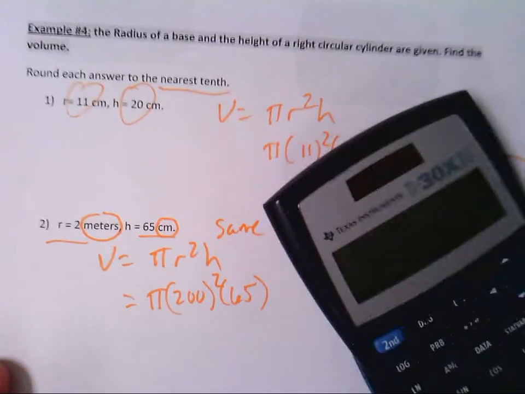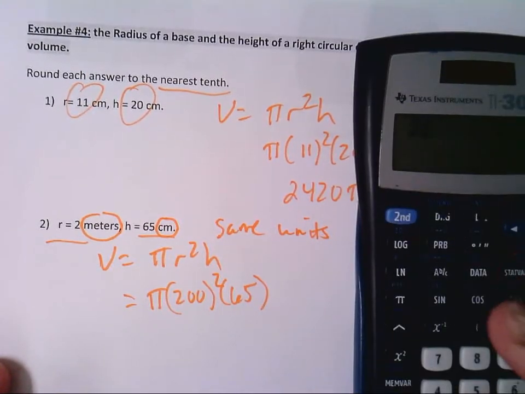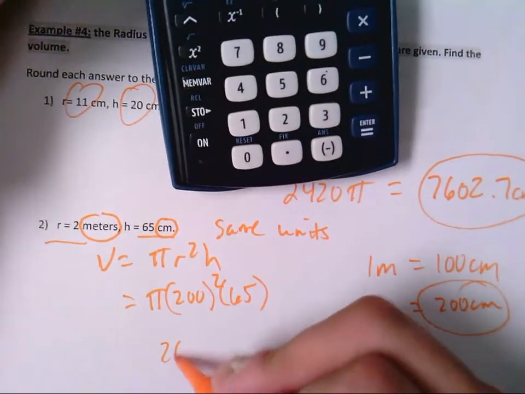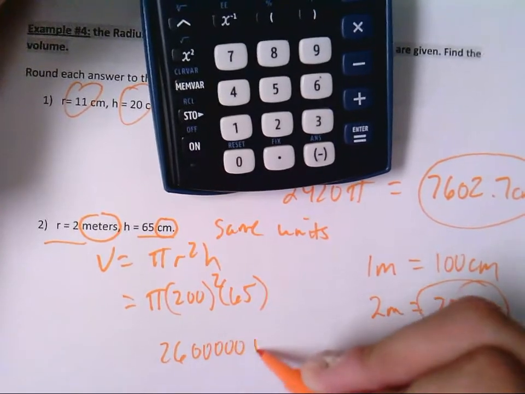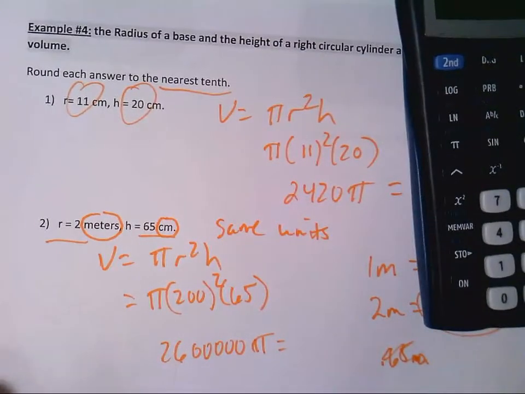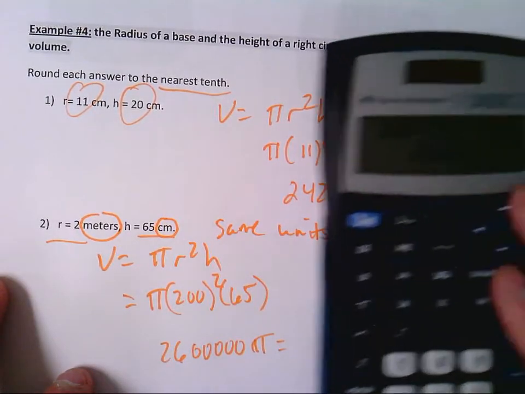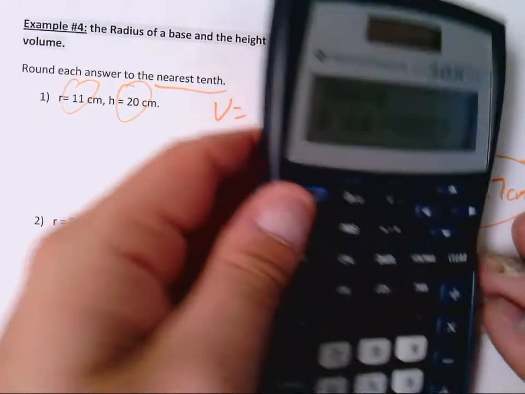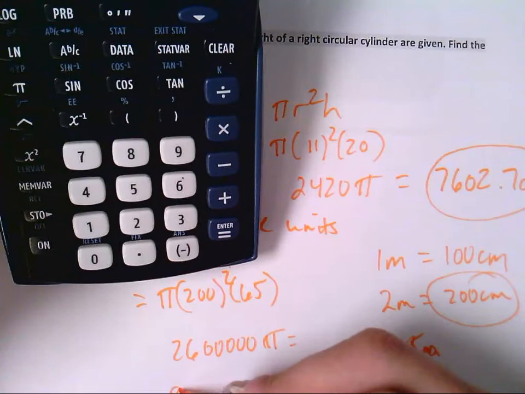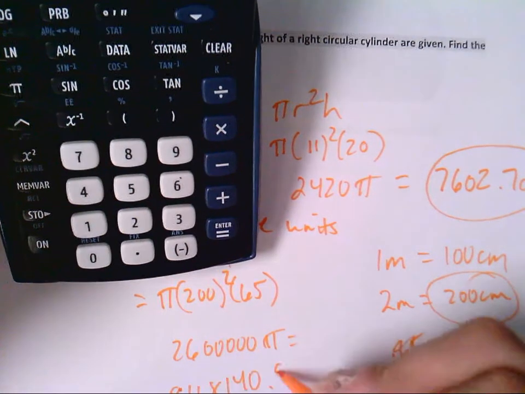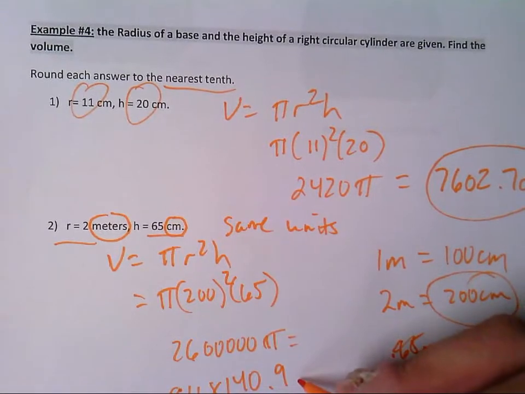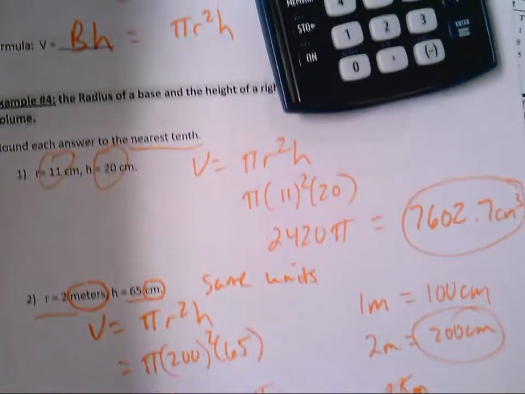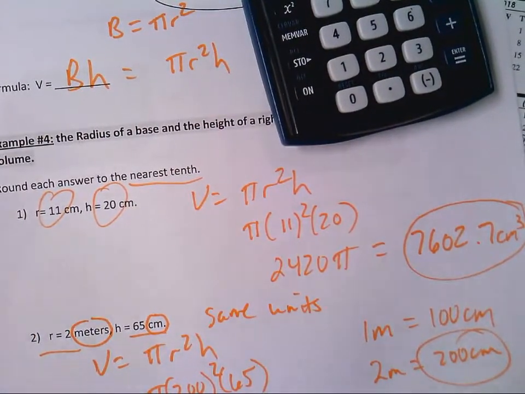So 200, it's going to be a big number, but we get those from time to time. 200 squared times 65, and we get 2,600,000 times pi. So this is going to be a big number. You can see that's where I ended up there. So now I'm going to take times pi, and I get a pretty big number. I get 8,168,140.9. So, oops, move this up so you can see.